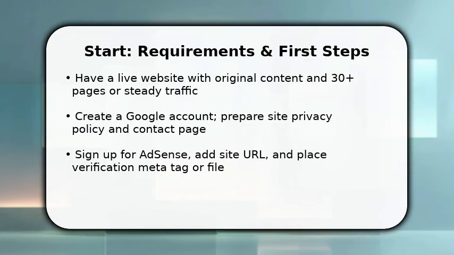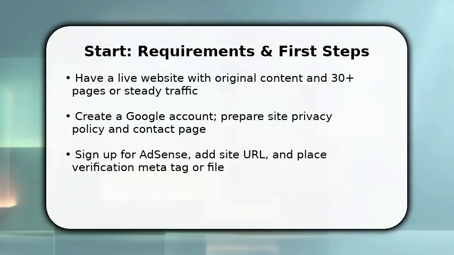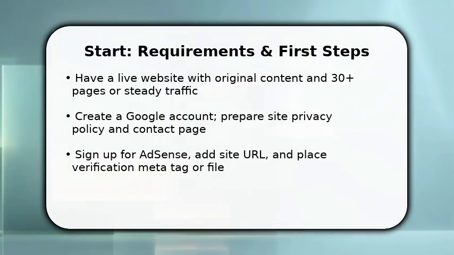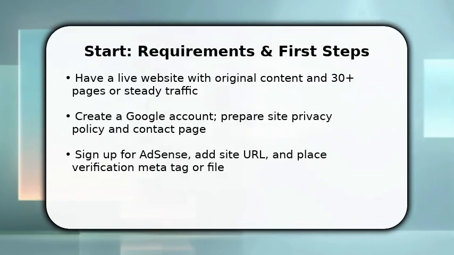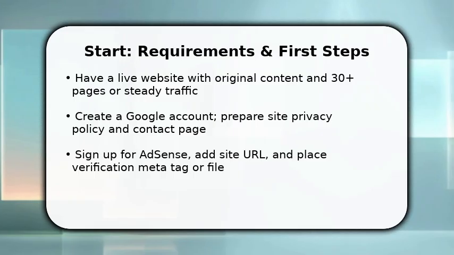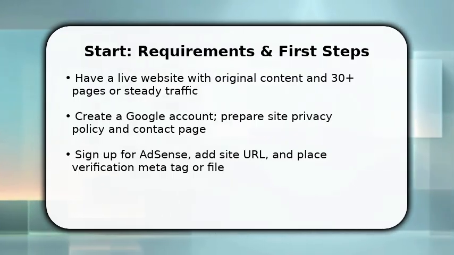You already have a live site and essential pages. Now begin AdSense enrollment. Sign in with your Google account, open AdSense, and submit your website URL. Once done, add the verification meta tag or upload the HTML file to your site root. This confirms ownership. Make sure your privacy policy and contact pages remain accessible because AdSense checks them.